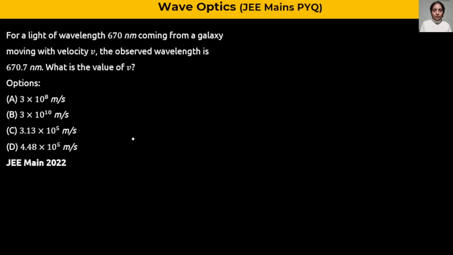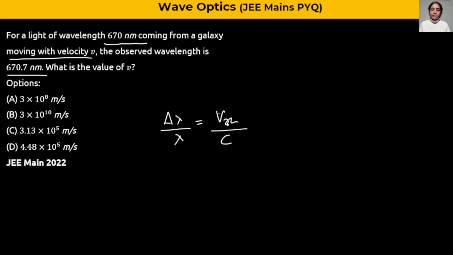Sorted. Let's move ahead. For light of wavelength 670 nanometer coming from a galaxy moving with velocity v, the observed wavelength is this one. What is the value of v? So delta lambda by lambda, if you remember, was equal to how much? V radial divided by c. V radial was the velocity of that star with respect to the earth. So delta lambda is equal to how much? This is 670.7 minus 670, so 0.7, and this is your 670, and this is your v.